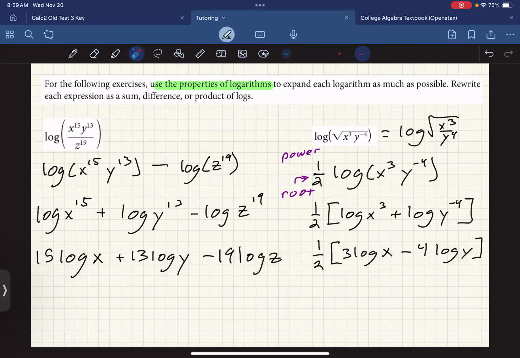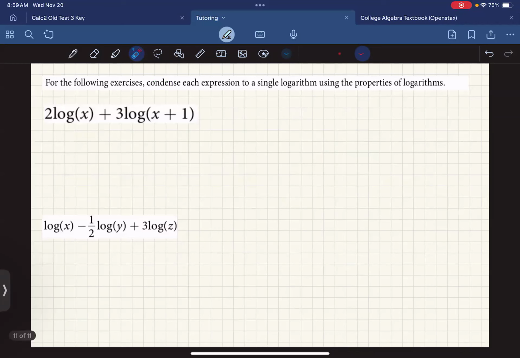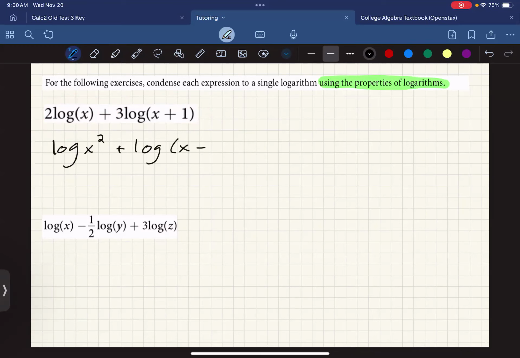Now, the next step is to look at some condensing. The key is we're still using the properties of logarithms, so make sure you're highlighting that. But what you need to see here is now we have multiple terms that we want to write as a single logarithm. You're going to take the same property, but now we're working backwards. As you see here, we had 2 log of x and then 3 log of x plus 1. The first thing we can deal with is those coefficients. We can write those coefficients as exponents on the argument. Make sure with x plus 1, you keep the parentheses because that whole thing is cubed now.